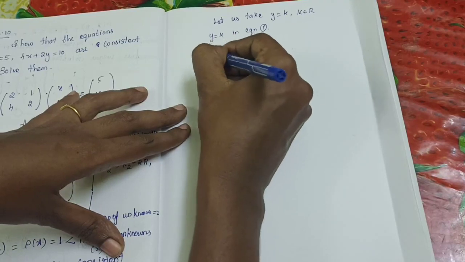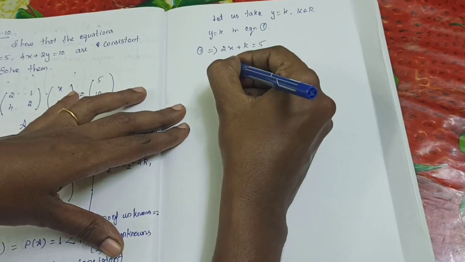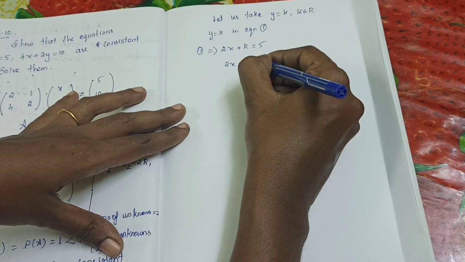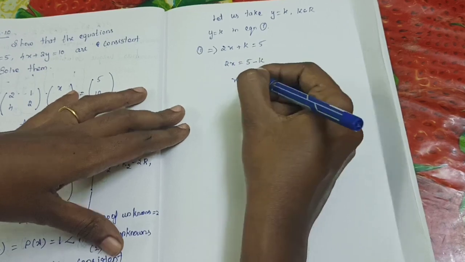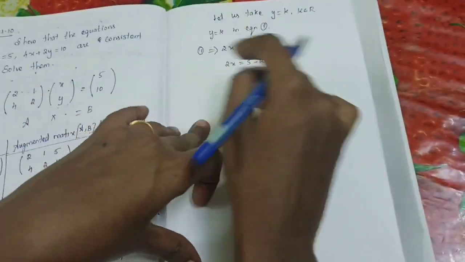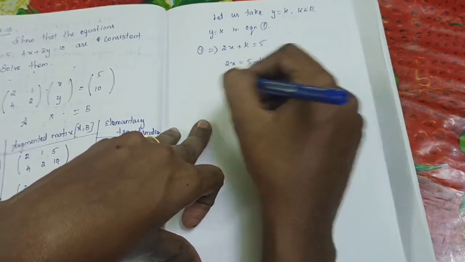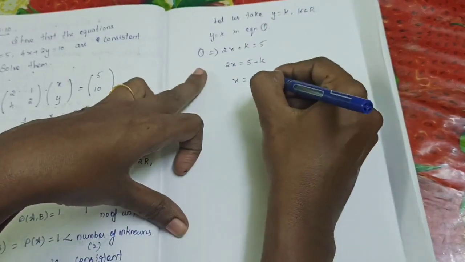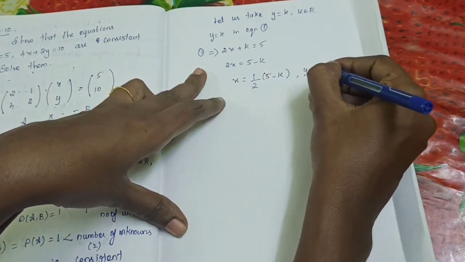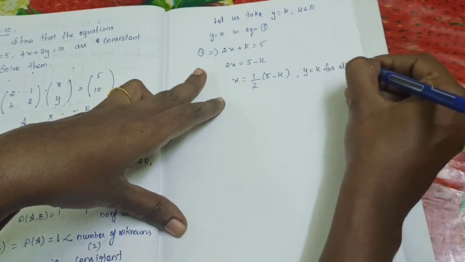Substitute now. Equation 1 implies 2x plus k equal to 5. So how much will we get? 2x is equal to 5 minus k. So x is equal to, this 2 I am going to bring to this side. So what will happen? 1 by 2. Don't forget, it will change to the denominator, because it is in multiplication. So when you bring it this side, it comes to the denominator: x is equal to 1 by 2 into (5 minus k). So this is the x value. Y is equal to k, for all this k belongs to R.